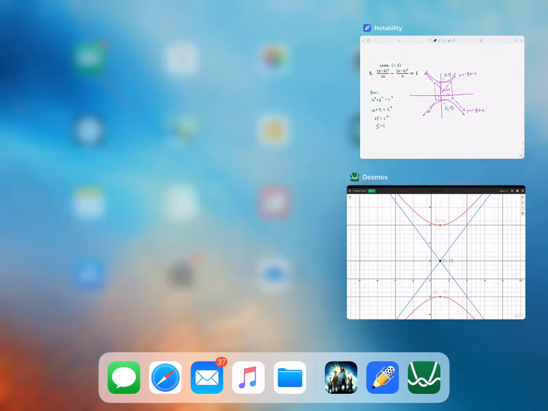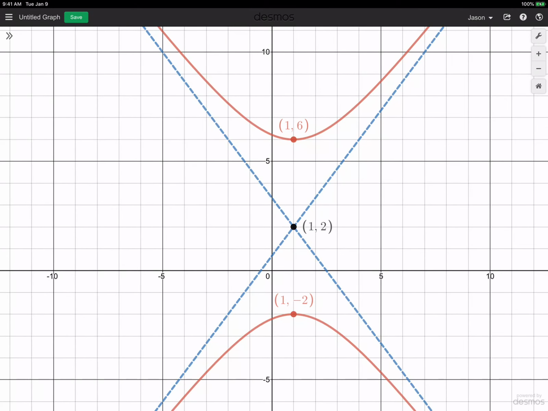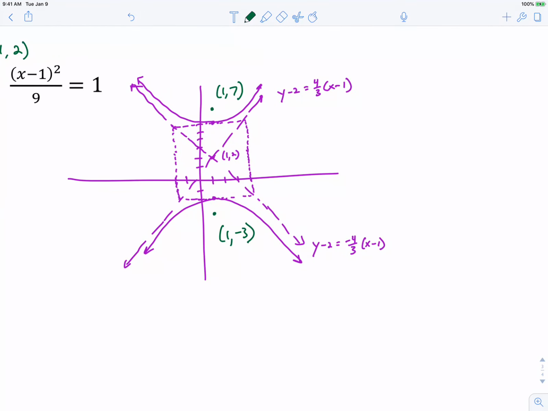Here's a look at it in decimals, with my equations and my asymptotes graphed there as well. Oh, I should have labeled my vertices on this one. So the vertices here are 1, 6, and this one here is 1, negative 2.